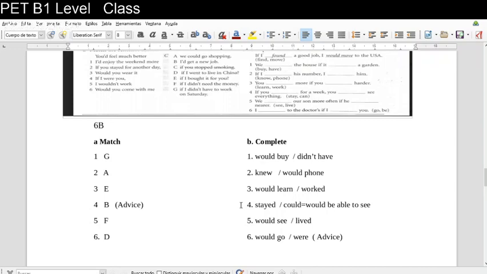Number four, if you stayed for a week, you could see everything. Or you would be able to see everything. But remember, nobody uses "would be able to". It's not very common. And then we change "would be able to" to "could". We use "could" better. Number five, we would see our son more often if he lived nearer.